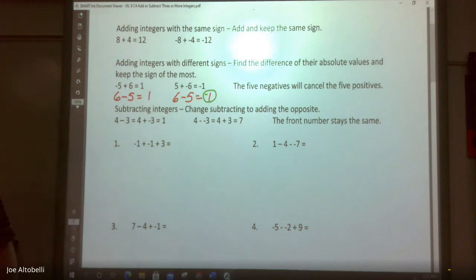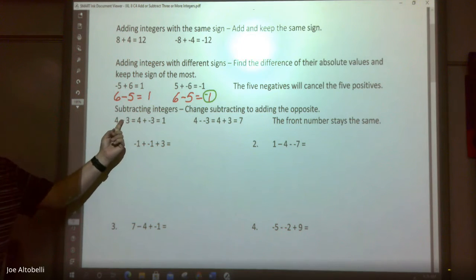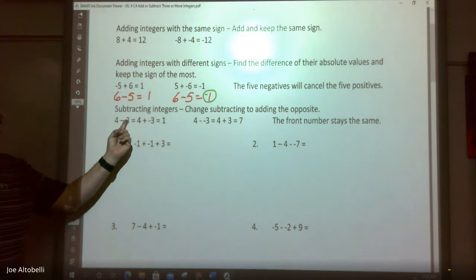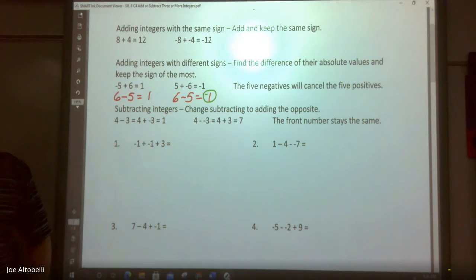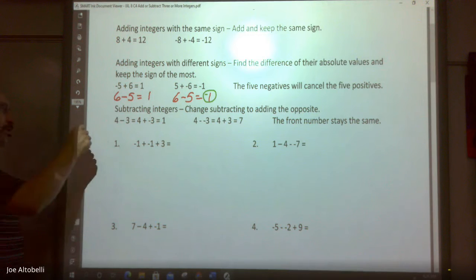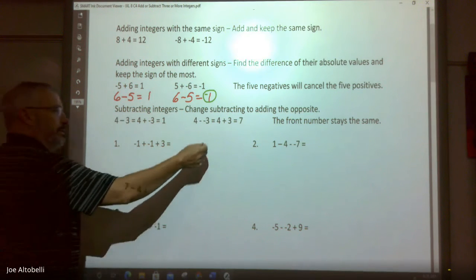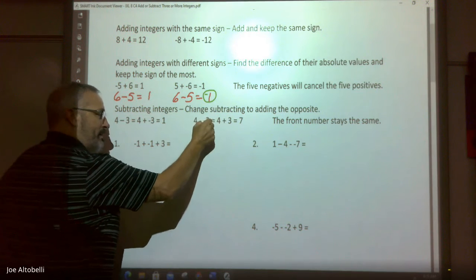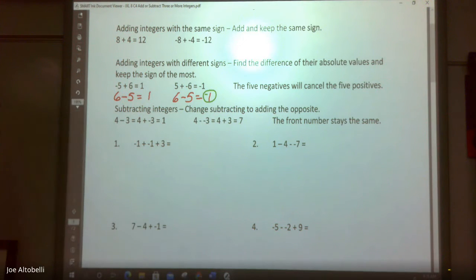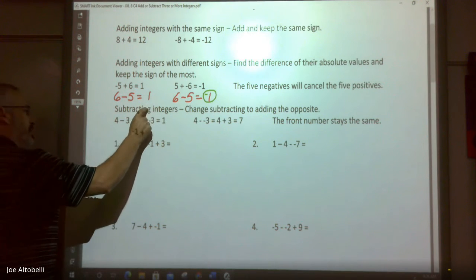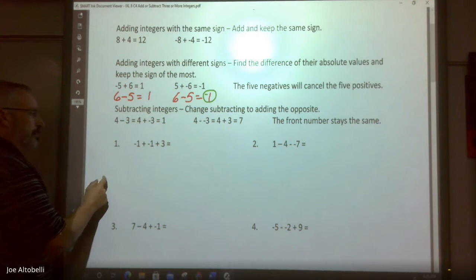Notice two things happen. This changes to adding, and this changes the sign. So it's almost like you're making two marks. You're making that a plus, and you're making that a negative. You're making this a plus, you're making that a plus. Okay? Another way to think of it. But either way, you have to change subtracting to adding the opposite.